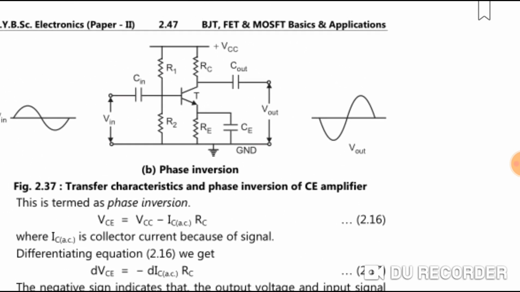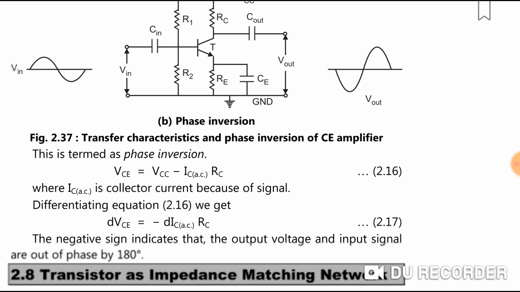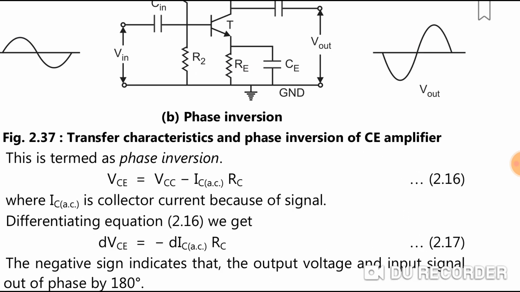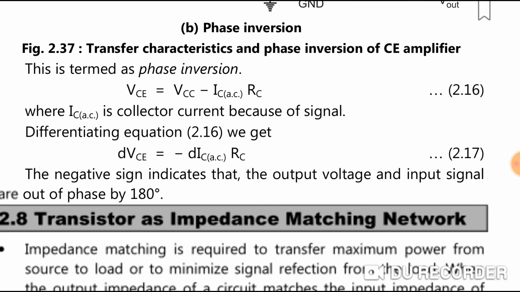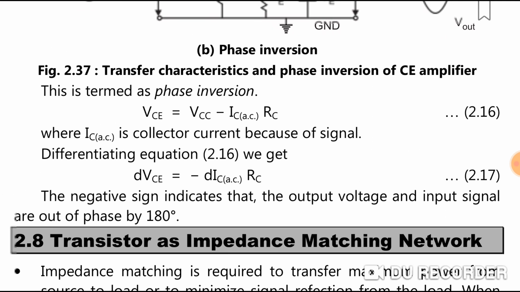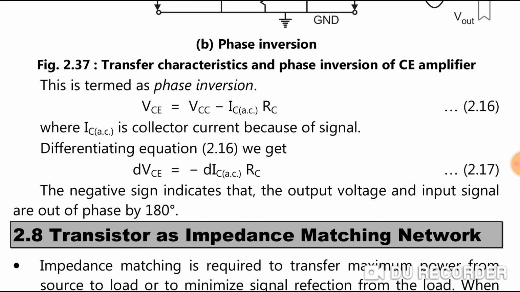So this is how a transistor acts as an amplifier. This is the transfer characteristic and phase inversion of the CE amplifier. This is termed as phase inversion. So VC is equal to VCC minus IC into RC, where IC is the collector current because of the signal. Differentiating the equation, we get dVC is equal to minus dIC into RC. The negative sign indicates that the output voltage and input signal are out of phase by 180 degrees.